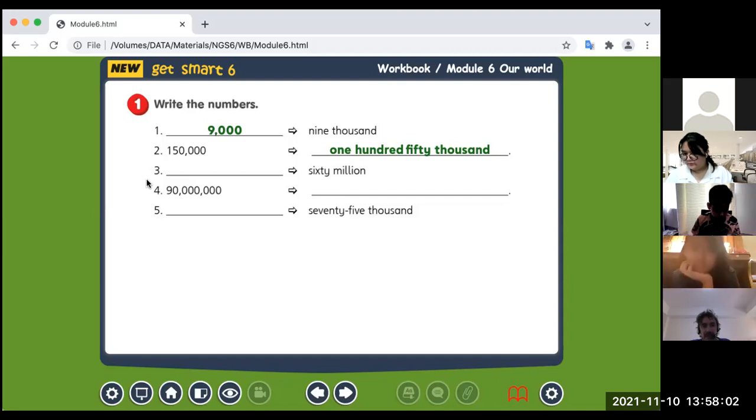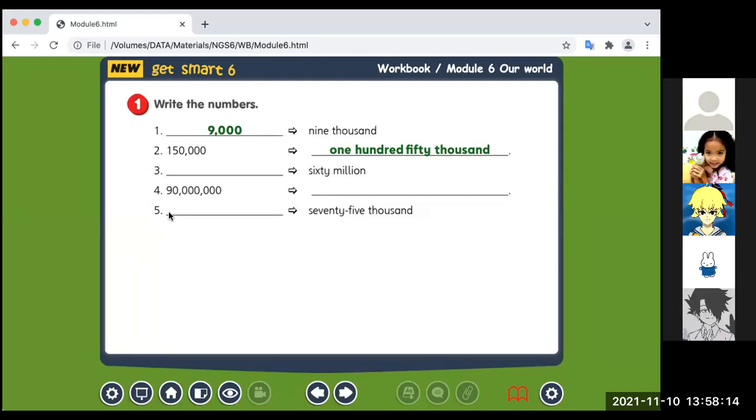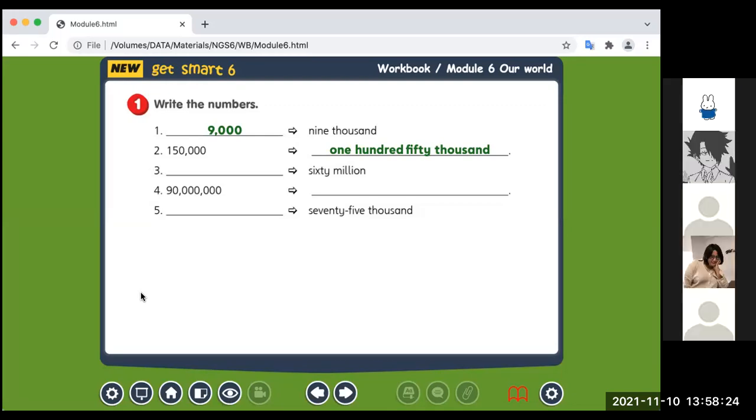Okay, number 3. Type in the chat number 3. What is 60 million? What's 60 million in numbers? Type in the chat. You can type in the chat. Yeah, 60 million.